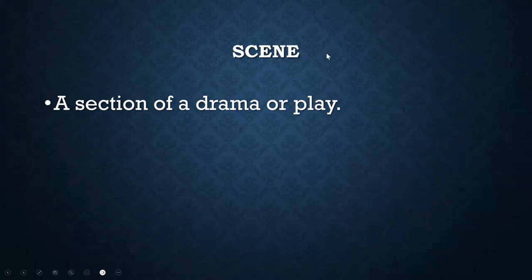A scene is a section of a drama or play. Now, in a scene, different things happen. Now, the purpose of a drama or play is that characters act out and they have dialogue. They'll talk to each other, and different events occur based on what they say to each other.